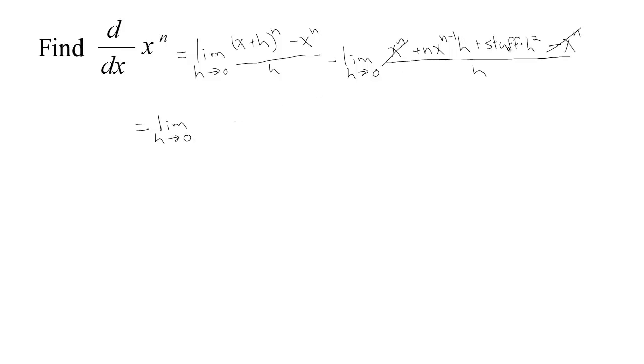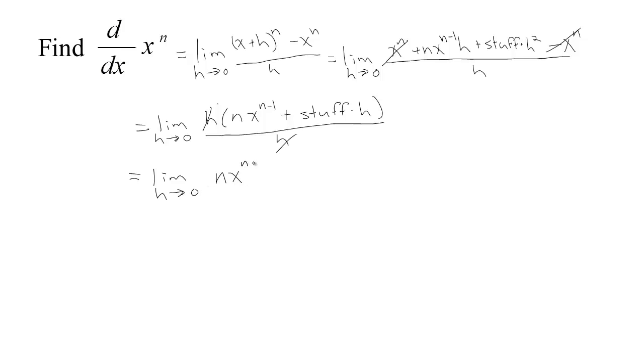Let's go ahead and factor an h out of all of these things. If I take an h out of this first term, I've got nx to the n minus 1, plus, if this stuff all has h squared and you factor out 1h, now you have a bunch of stuff that has at least 1h in it. Had at least h times h, now it has just 1h at least. Okay, so now the h's cancel, and we have the limit as h tends to 0 of nx to the n minus 1 plus stuff times h.